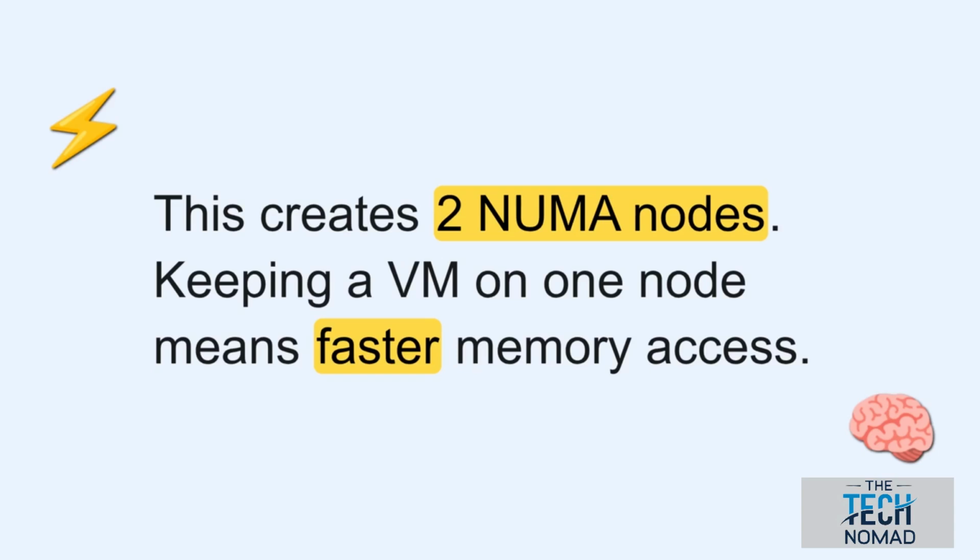Now, a smart hypervisor knows this, and it's going to do its absolute best to keep a VM's vCPUs and its memory all bundled together inside a single node. Why? To make sure it always gets that super fast local memory access.